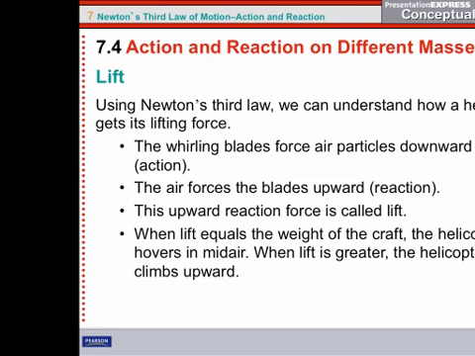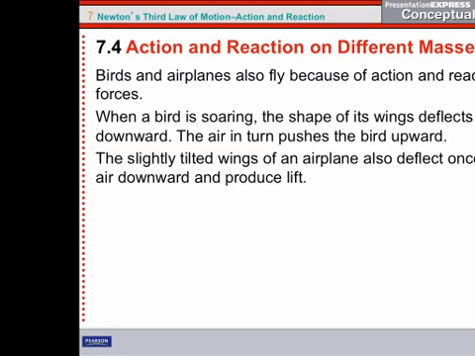So if we think about Newton's third law in an example of a helicopter, the blades spin around and push air down. That's the downward force. Therefore, the air pushes the helicopter up. That's the upward force. And if we get the blades moving fast enough that we've got more force down than what the helicopter has for weight, the helicopter lifts up. Birds do the same thing. They force air down, which keeps the bird up in the air.